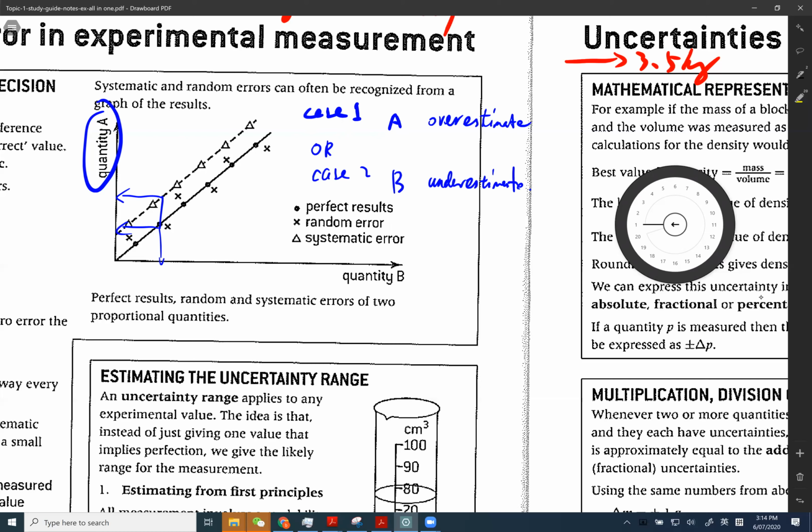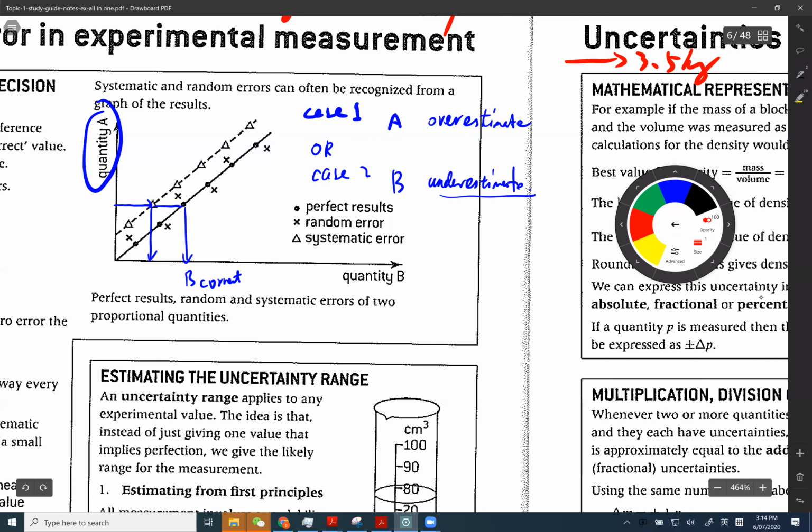But why the other case? Why could B be underestimated? Yes, for example, if A is accurate, B should be here. That's the correct value, right? But your one is this, because your one is the triangle one. That's why B could be underestimated. So is this for the systematic error? Yes, we are discussing the systematic error here. We are discussing this case.